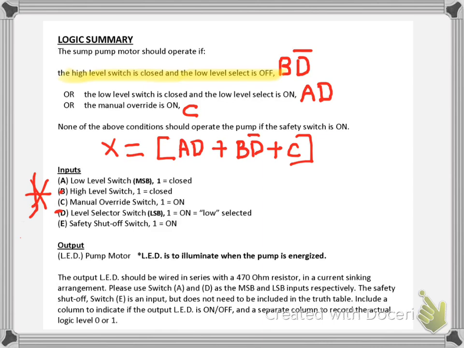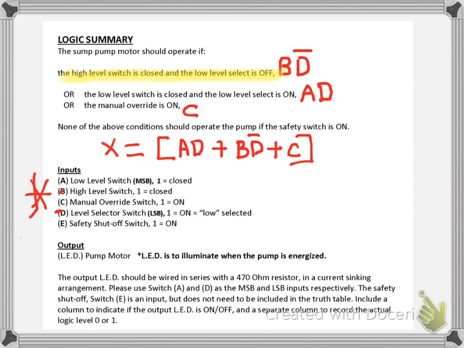We have B because it's 1 when closed, when it's active, and when it's off, the select is going to give out a low, so that means we want D not. Make sure you understand that. I need another color highlighter. Let's go with green, light green. So that's one condition.